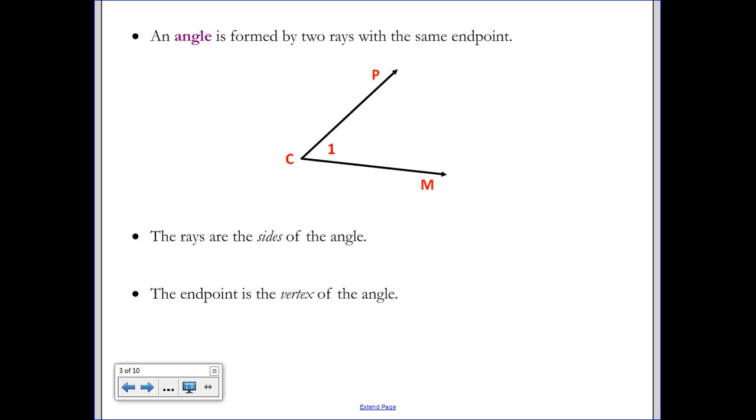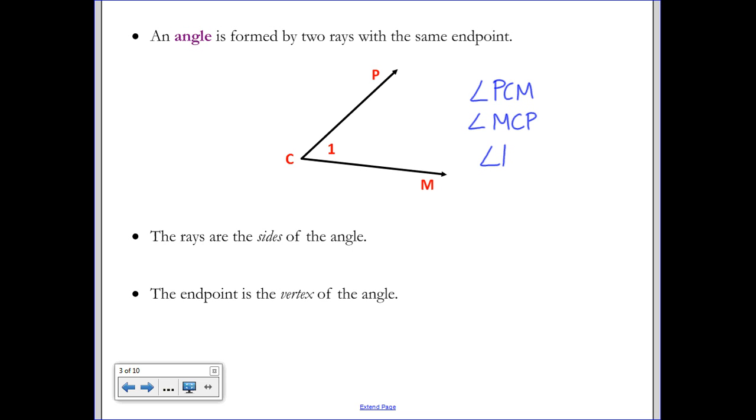You can name an angle two ways, either by 3 letters in a very specific order. So this could be called angle PCM or angle MCP, noting that C has to be in the middle. The vertex point has to be in the middle. Or you can name an angle by a number, so angle 1. And that little symbol in front is the symbol for angle.